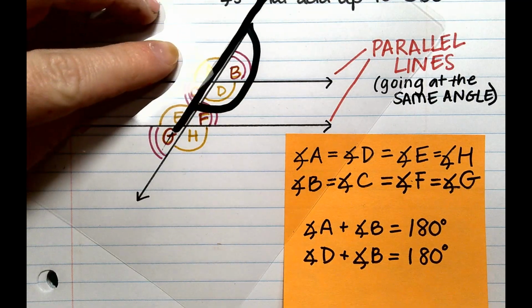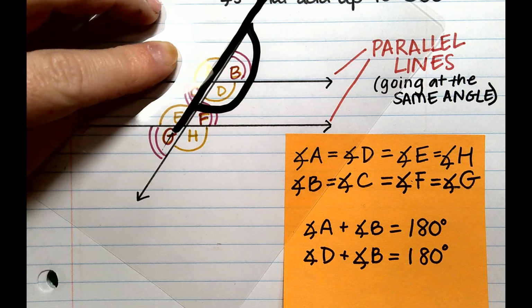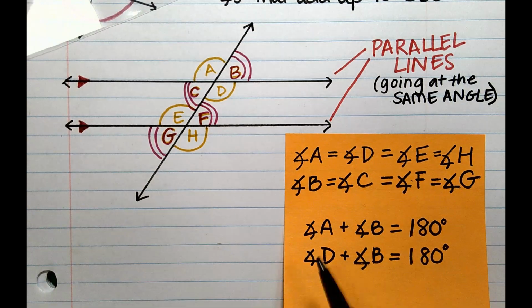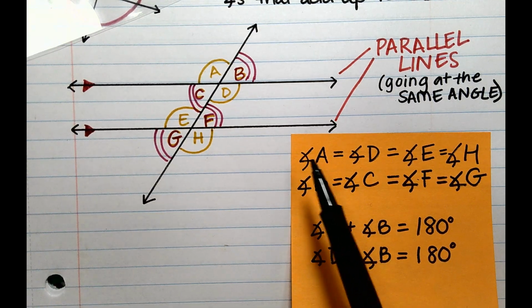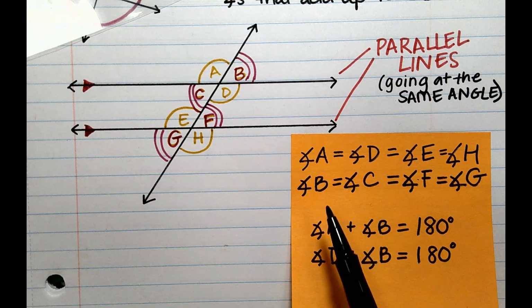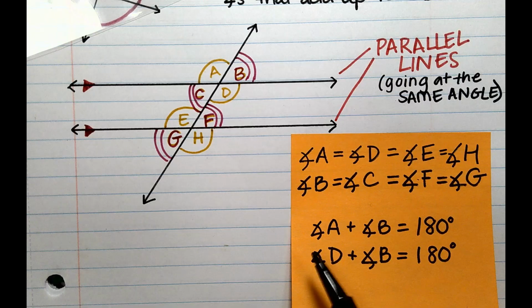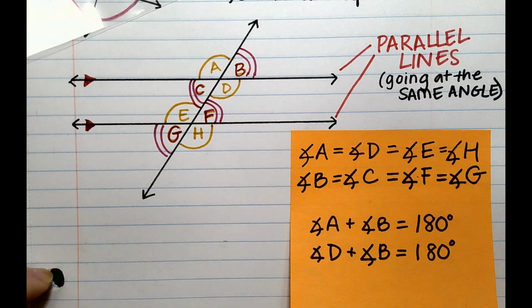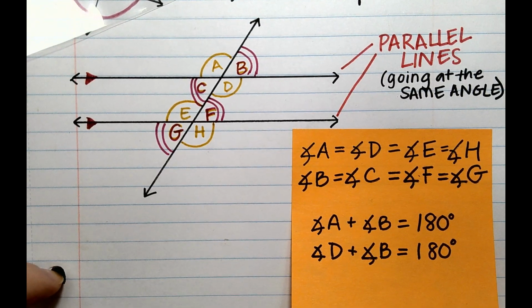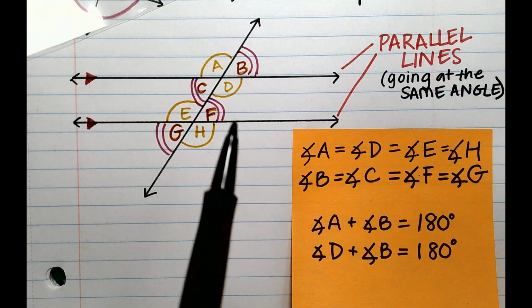I can check on my picture. There it is. D and B do equal 180. But even if I didn't have a picture, I just told you up here that A is equal to D. And if A plus B is 180 and A is equal to D, then D plus B is 180 because they're the same.